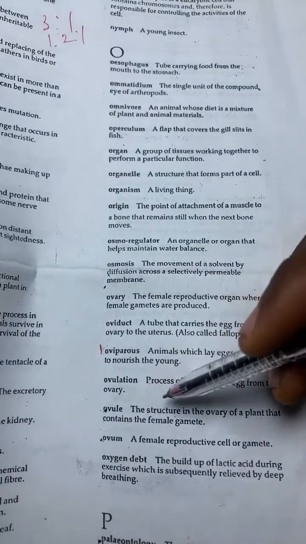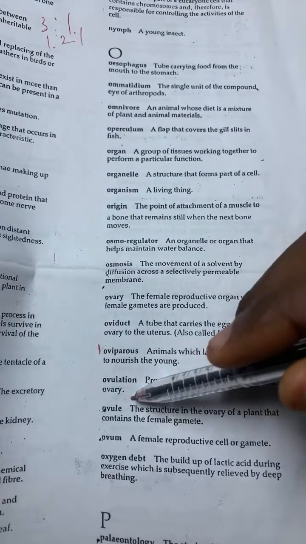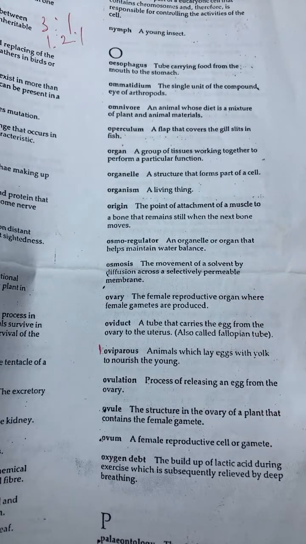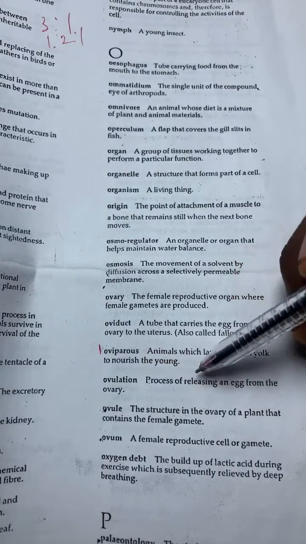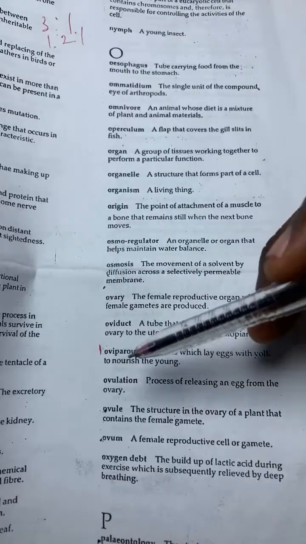We have ovum. Ovum is a female reproductive cell or gamete. Ovule is the structure in the ovary of a plant that contains the female gamete. Ovulation, the process of releasing an egg from the ovary. That's ovulation.